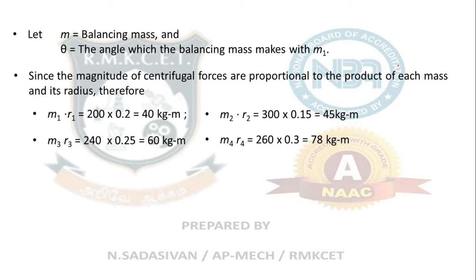So what does this tell you? 200 kg mass at a radius of rotation 0.2. 300 kg at 0.15 meter radius. 240 at 0.25. 260 at 0.3 radius. So these are the given masses.